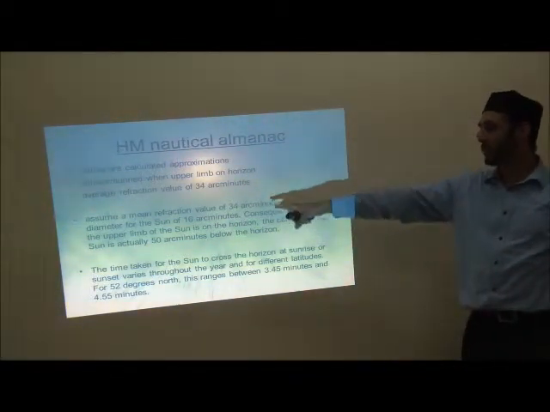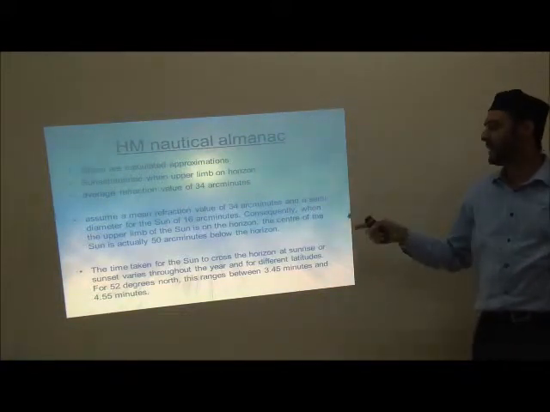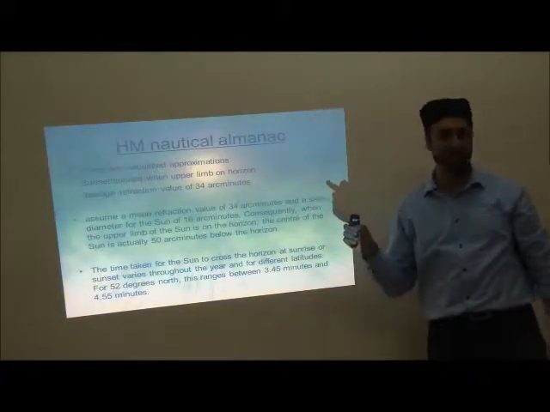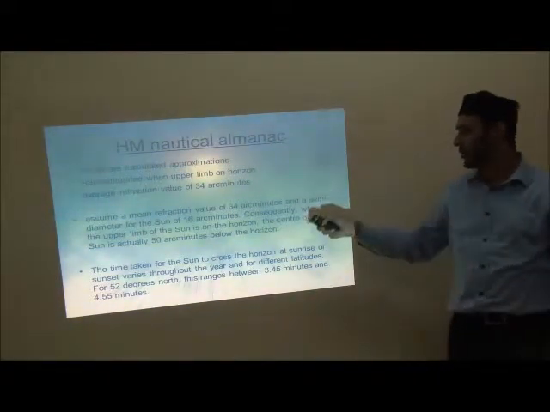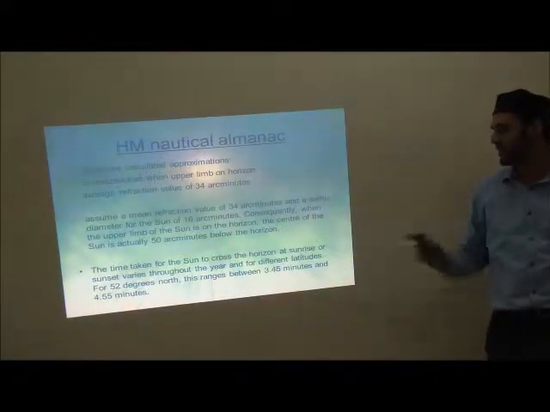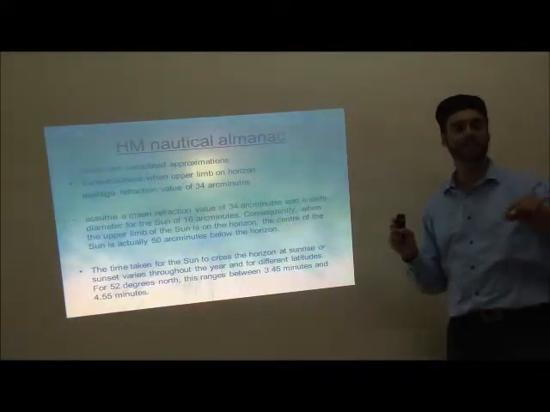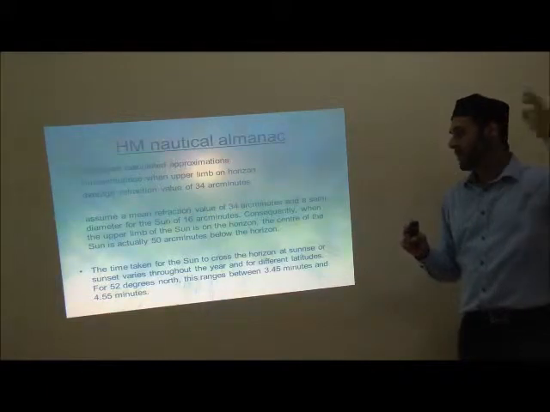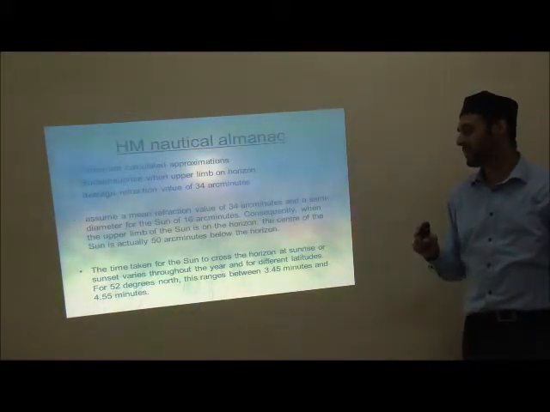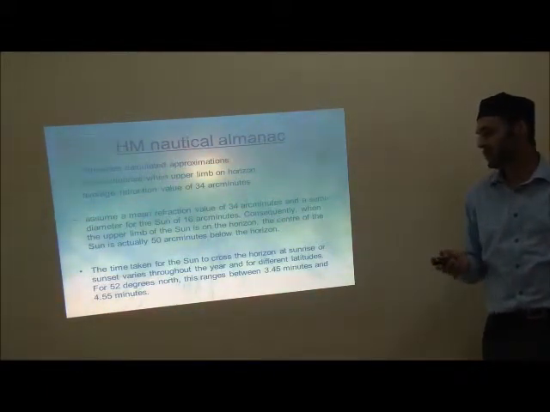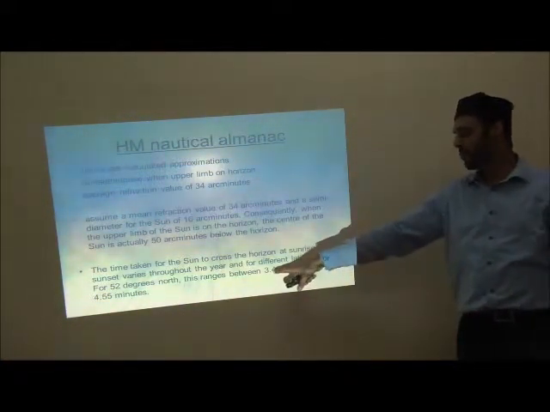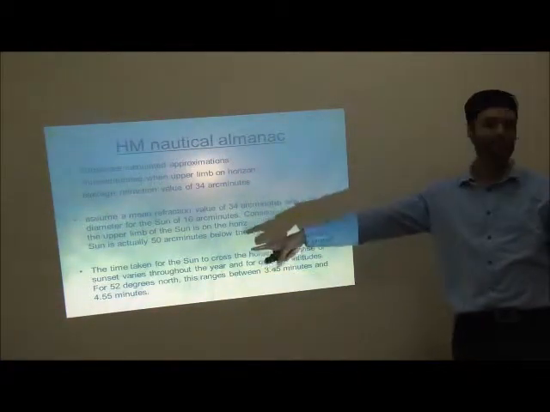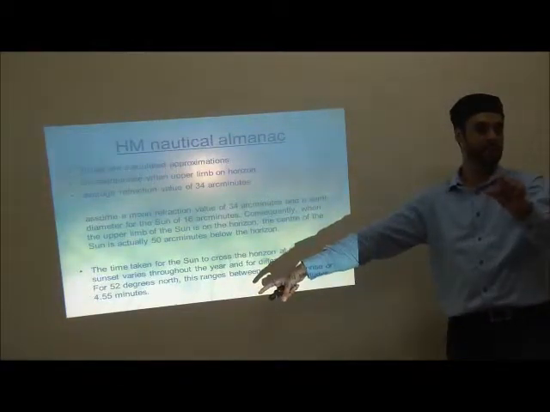So assume a mean refraction value of 34 arc minutes and a semi-diameter for the sun of 16 arc minutes. So 16, 16, 32, which is the diameter of the sun, I'll explain on the next sheet. Consequently, when the upper limb of the sun is on the horizon, the center of the sun is actually 50 arc minutes below the horizon. The time taken for the sun to cross the horizon at sunrise or sunset varies throughout the year and for different latitudes. So for 52 degrees, which is just above us, it ranges between 3.45 minutes and 4.55. So almost 5 minutes in the summer it takes for the sun to go down.